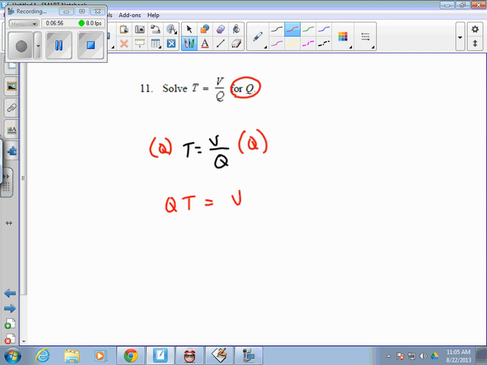So that's solved for V, but we're not looking for that. We're looking for Q. So you got to do one more step. Now it says Q times T, undo times T by dividing by T. If you divide the left, divide the right. These will cancel and leave you with just Q. That's what you were looking for, equals V over T. You solved for Q.